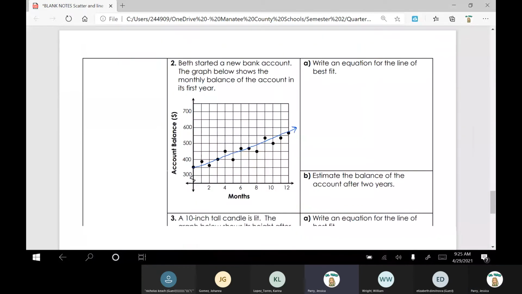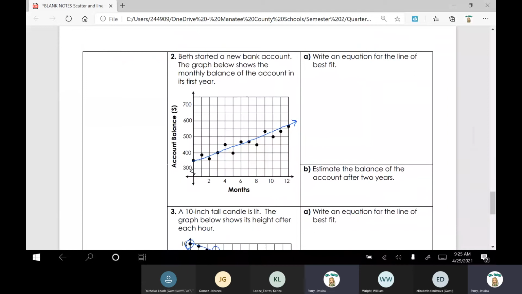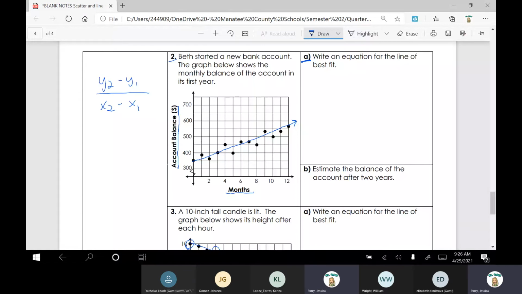Okay, so we've got number 2. It says, Beth started a new bank account. The graph below shows the monthly balance of the account in its first year. So we've got our months and account balance. First, we need to write the equation for the line of best fit. So we're going to use our slope formula, which was y2 minus y1 over x2 minus x1.